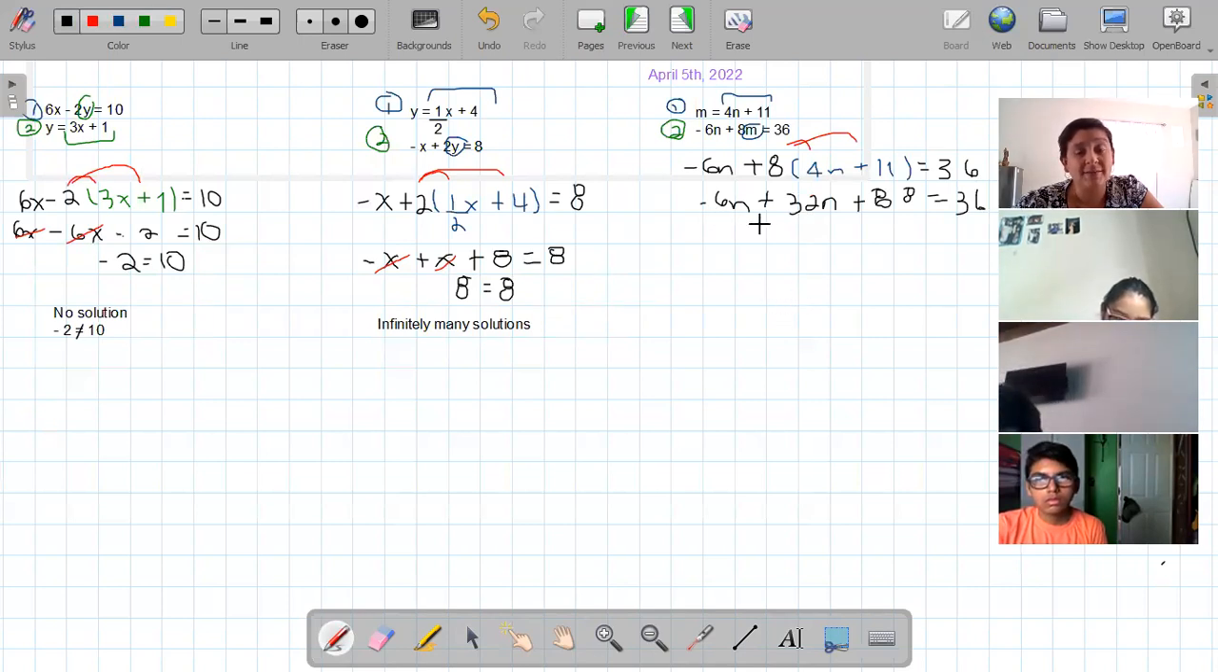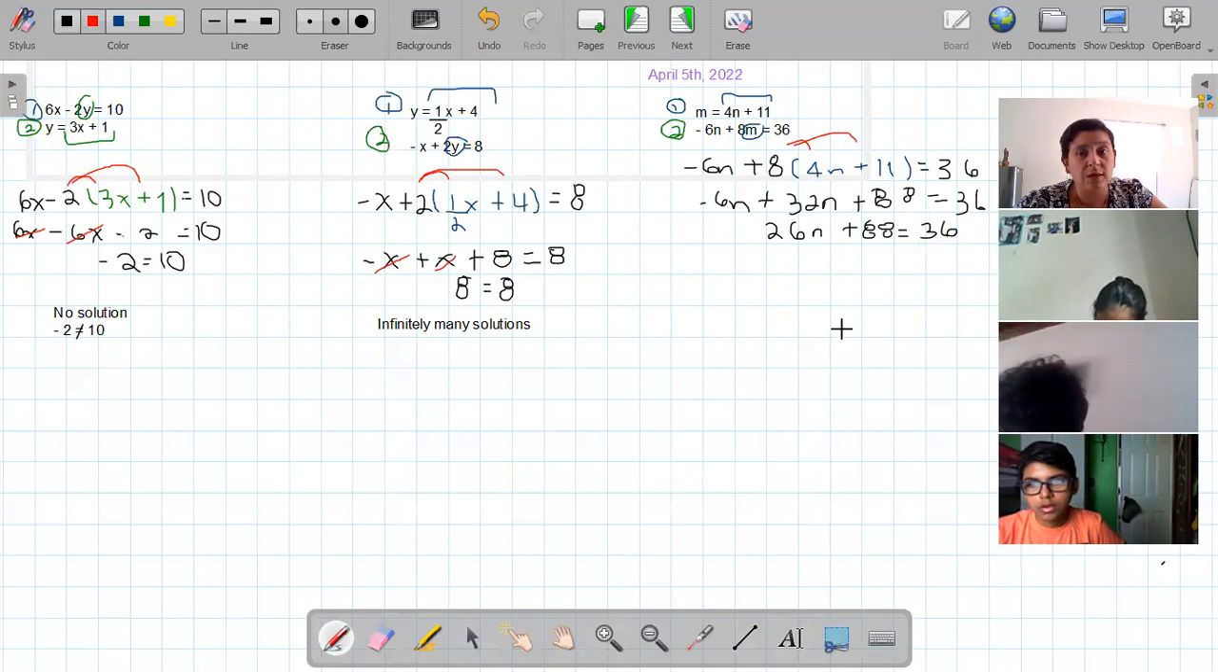Okay, now we're going to simplify. How much is negative 6n plus 32n? 26n. Are you sure it's 26? Yes, it's 26n plus 88 equals to 36. Now we need to leave the variable alone. So this constant goes to the other side, subtracting. And we have 26n equals to 36 minus 88.